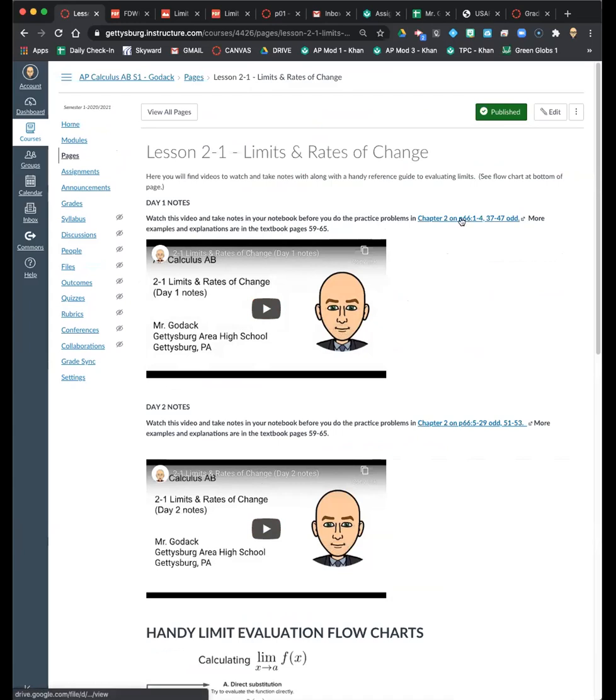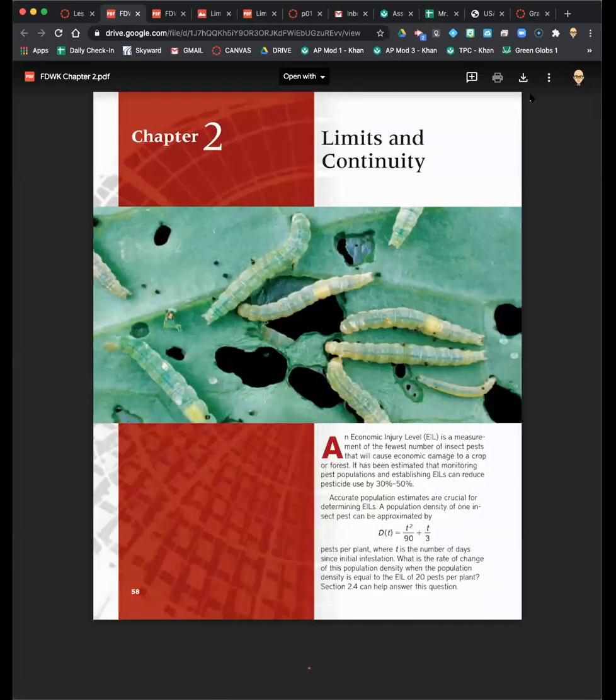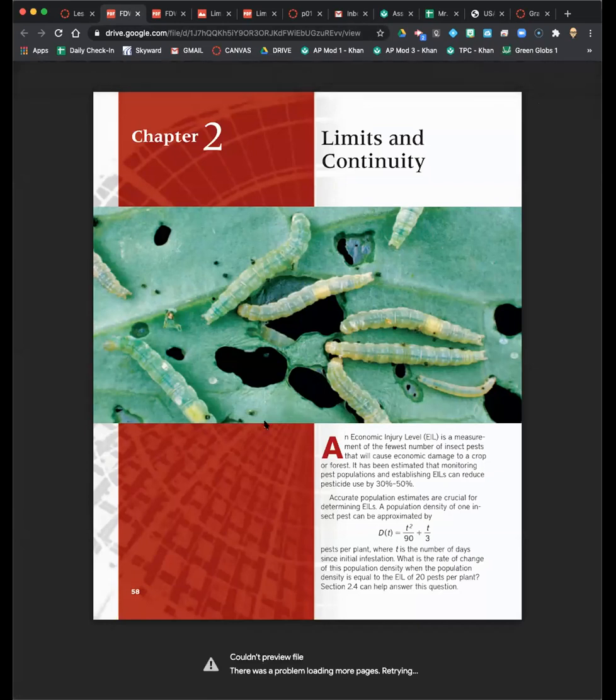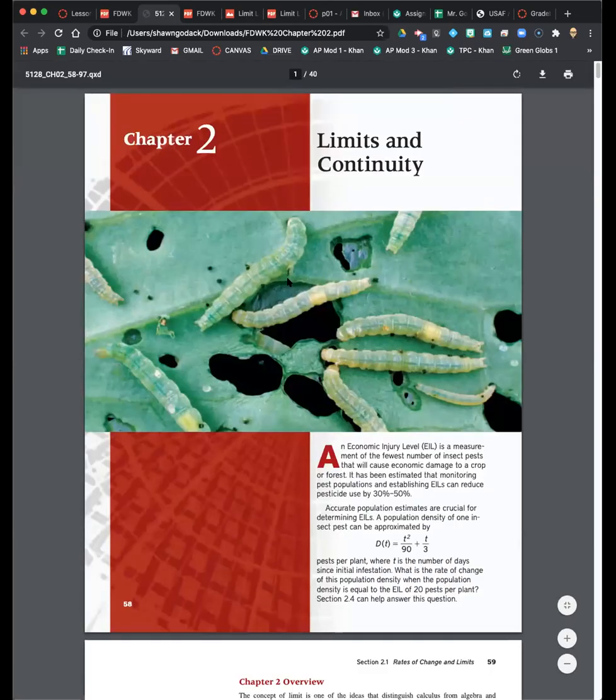I've got a link to the textbook. When you click on it, it'll bring up the textbook PDF. I would suggest maybe downloading it to your Google Drive so it's always there. And this is our textbook for the course. If it doesn't pull up, then just hit download, and then the PDF will be there.